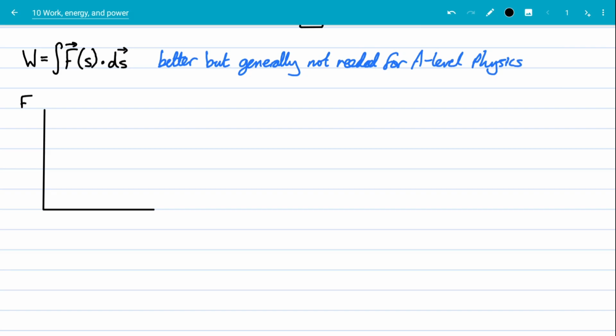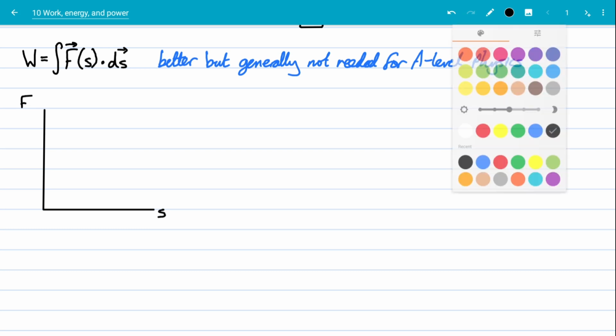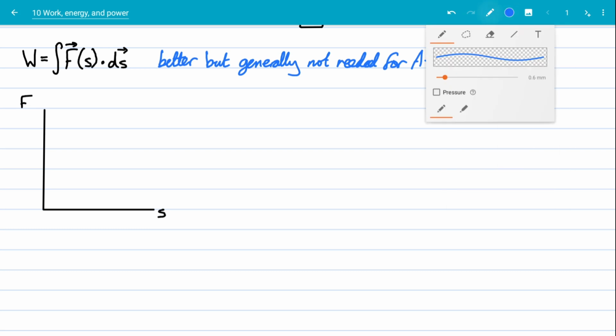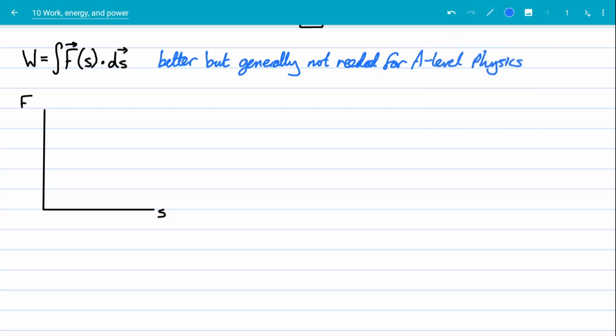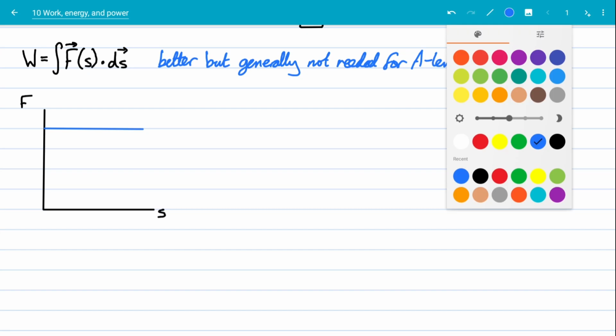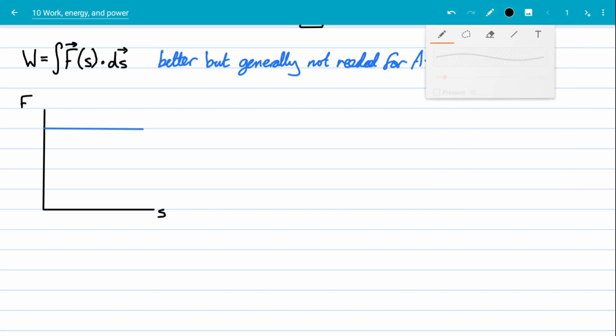So here we are, F and S. S is displacement, F is force. And if we have a very simple situation where we have a force that is constant, like this, in fact, I don't want to label it with just letters. I really don't like labeling just letters. Force, and S would be displacement. S is displacement because it's from the Latin spatium.